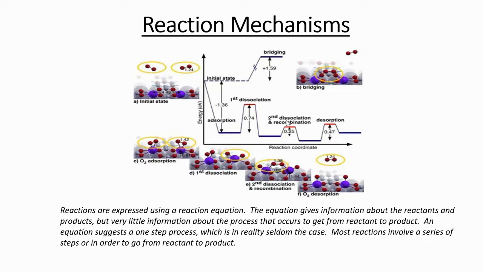So in previous chemistry courses or science courses, reactions are expressed using reaction equations. Like this one here, A2 + B2 going to 2AB, right? Very simple. The equation gives us information about the reactants and products, but very little information about the process that occurs from the reactant to the product. An equation suggests a one-step process, which in reality is seldom the case. Most reactions involve a series of steps in order to go from our reactants to products.